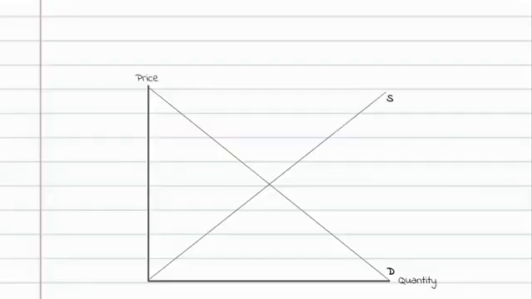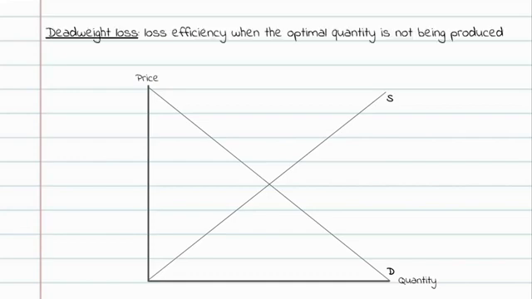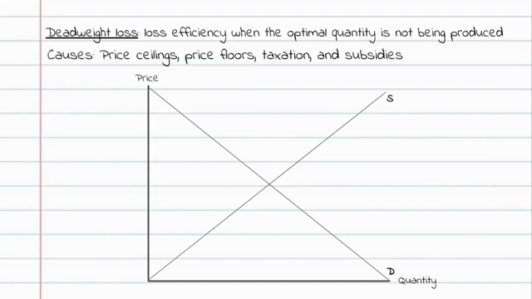So sometimes sellers sell at an inefficient quantity and they create deadweight loss. Deadweight loss is the loss of efficiency when the optimal quantity is not being produced. Some causes of deadweight loss are price ceilings, price floors, taxation, and subsidies. This graph shows a market selling at Q1. Since they are not selling at the equilibrium quantity, they are not allocatively efficient.